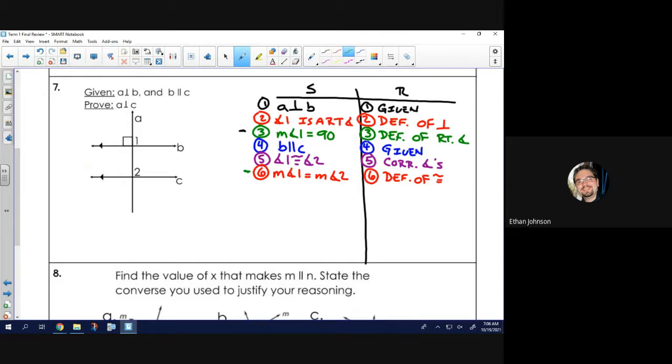So that's where we left off. We can combine those two. If I know the measure of angle 1 equals 90, and that the measure of angle 1 and the measure of angle 2 are equal, I then know that the measure of angle 2 equals 90. That is substitution or transitive POE, property of equality. Well, what does it mean for an angle to equal 90? Well, that must mean then that angle 2 is a right angle. And that is definition of a right angle.